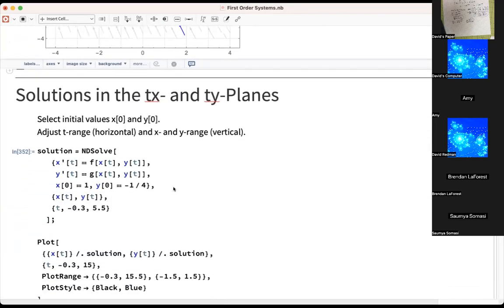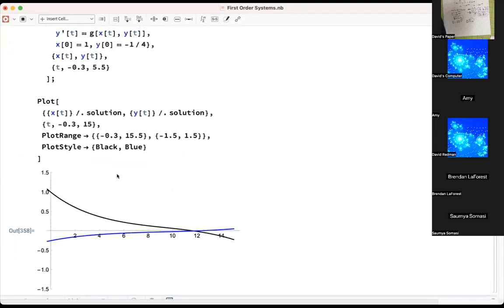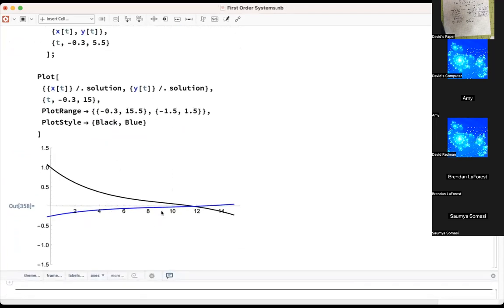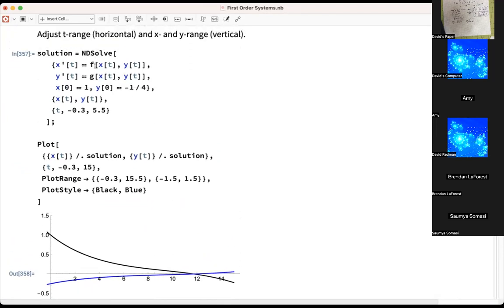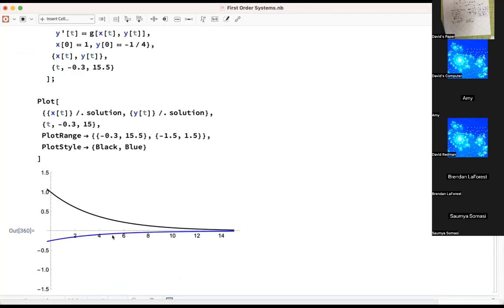But notice I can also put the 1 and minus 1 quarter in here and have Mathematica do a numerical differential equation solution like this, blue and black. This does not look encouraging because this does not look like exponential decay. But the problem was I only let the numerical differential equation solver work for 5 seconds, and I'm trying to graph 15 seconds here. Let's let the solver work for 15 seconds. There, that's exponential growth and decay.